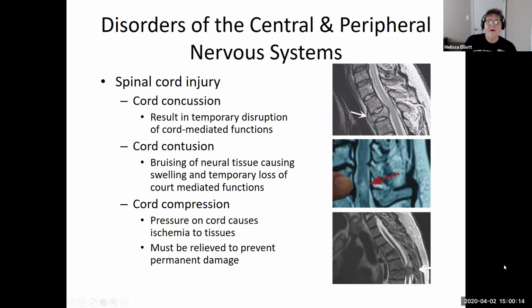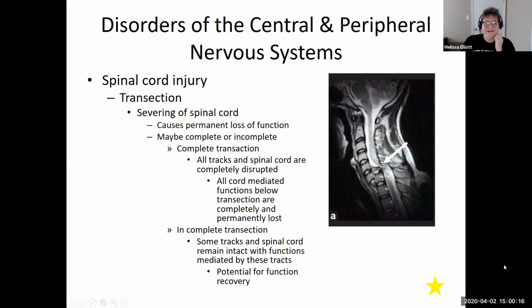The last type of injury is going to be the transection. We can have multiple types of transection. You can have what is called a complete or an incomplete transection. Anytime you have transection of the cord, this is going to lead to permanent loss of function of the cord.